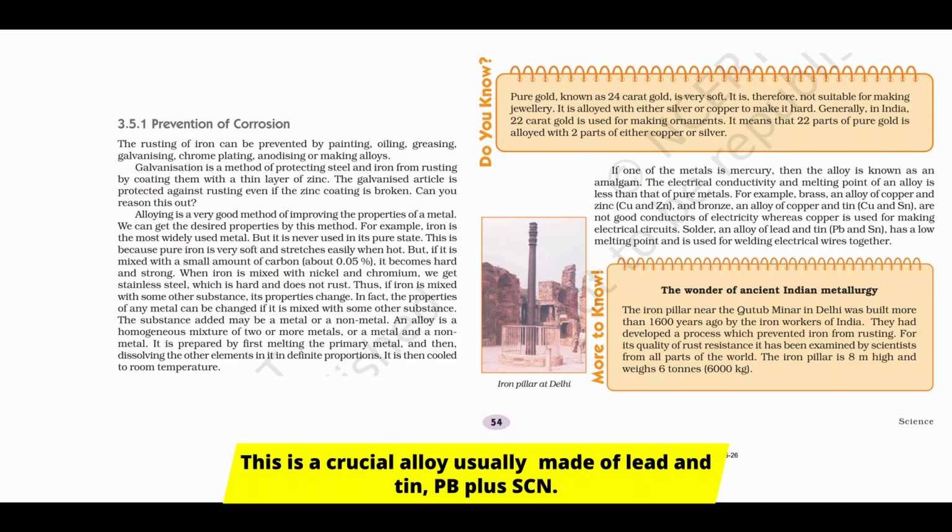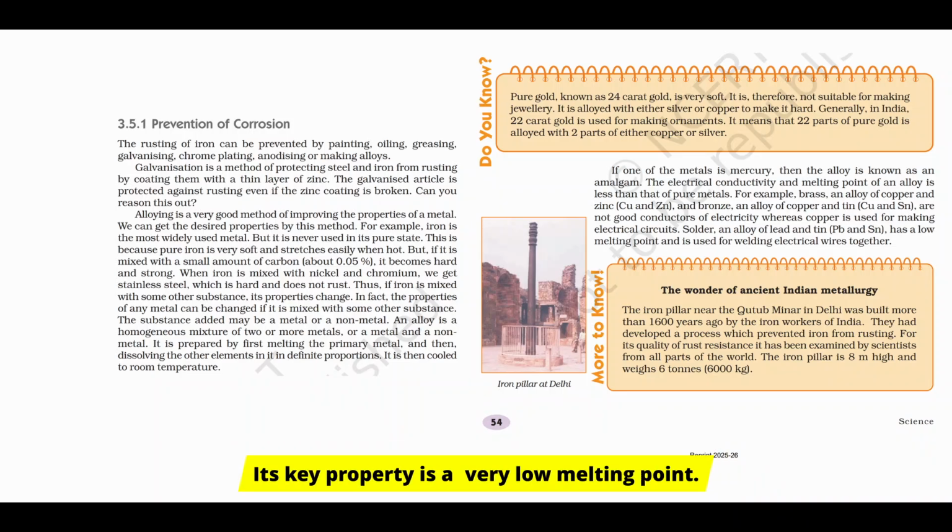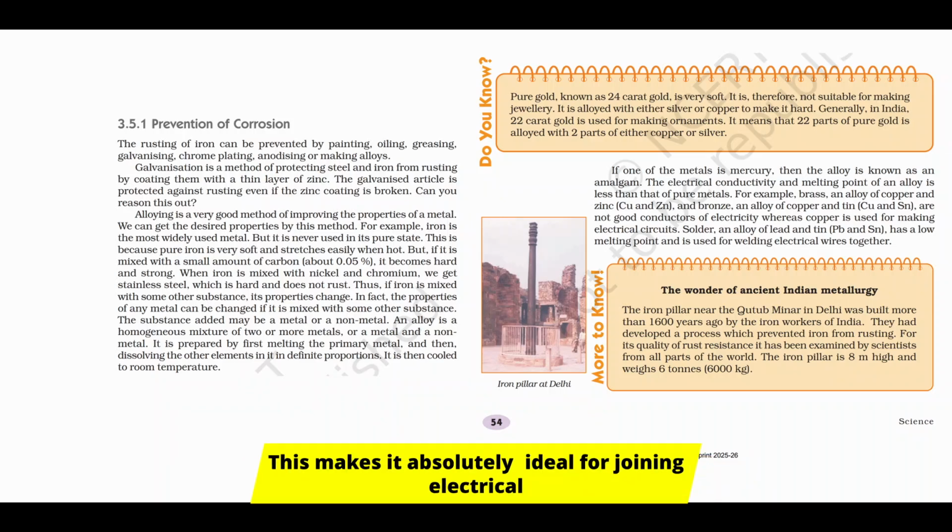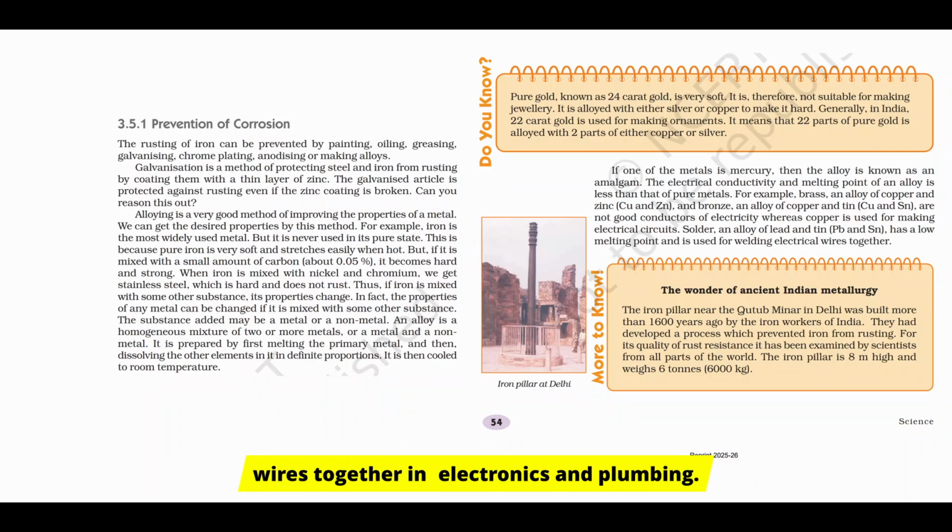Solder. This is a crucial alloy usually made of lead and tin, Pb plus Sn. Its key property is a very low melting point. This makes it absolutely ideal for joining electrical wires together in electronics and plumbing. It melts easily and solidifies quickly to form a conductive joint. Solder for electronics, right? Gold jewelry.